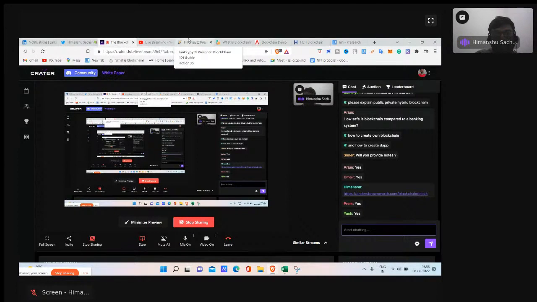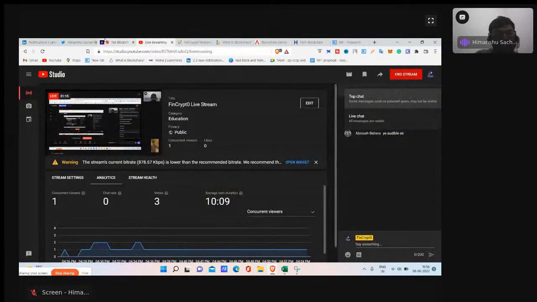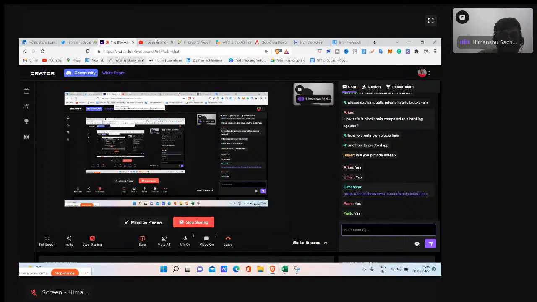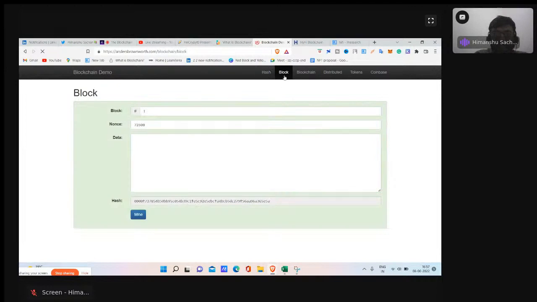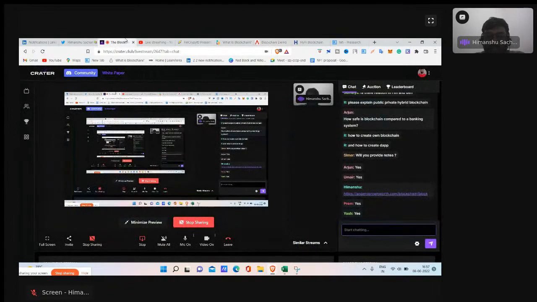Here you can see how things are done. If you look at this blockchain demo, even if you write a small data or a big data, the hash key will be the same. You can play around with hash key generation and block creation, and understand the concept of mining. We'll go into more detail in upcoming classes when we talk about mining and staking, and you will get a fair understanding of what they are.